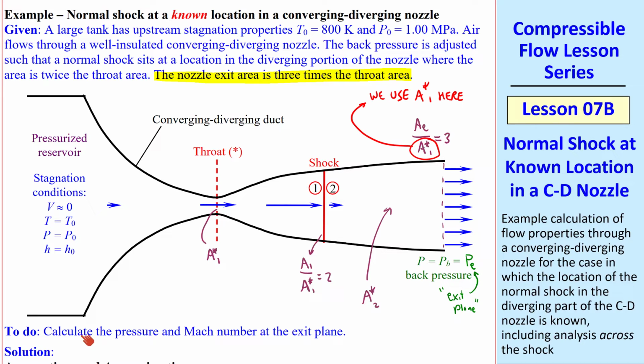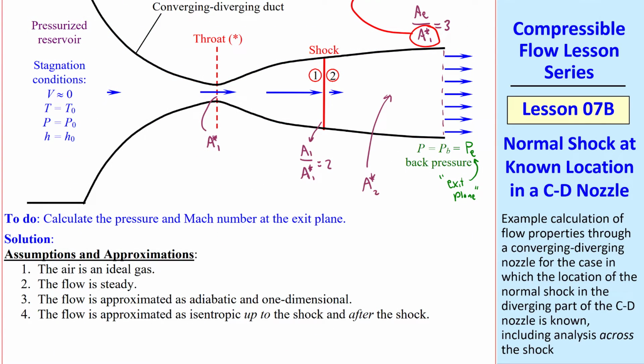And what we'll do in this example is calculate the pressure and Mach number at the exit plane. We make our standard assumptions and approximations: ideal gas, steady flow, adiabatic and one-dimensional, and isentropic from the tank all the way to the shock, non-isentropic across the shock, and then isentropic again after the shock, but with a different A*2 and a different P0. The tank stagnation pressure is P01, but downstream of the shock, we have P02. P02 is less than P01, but A*2 is greater than A*1.